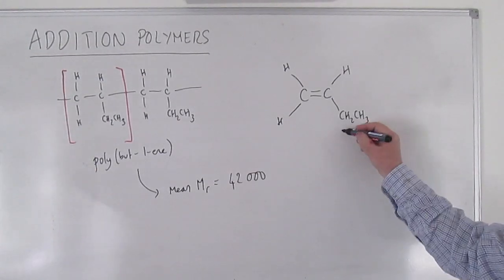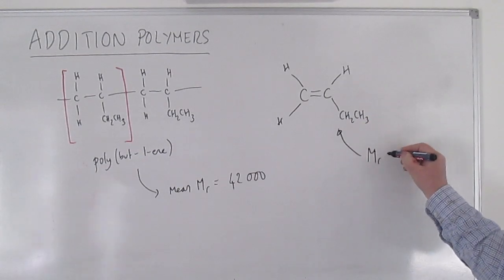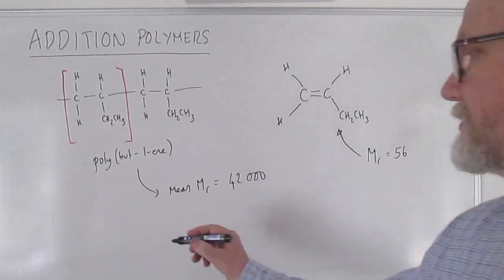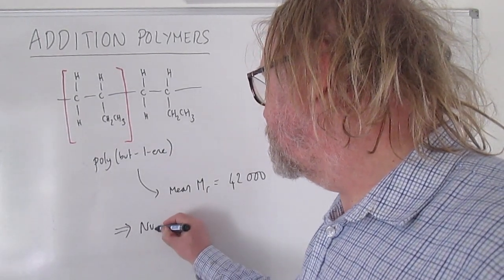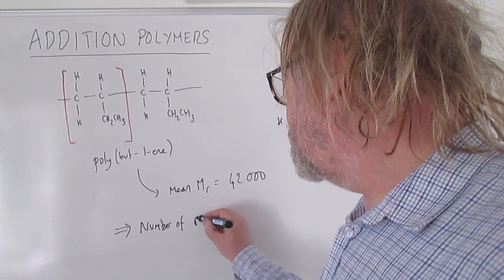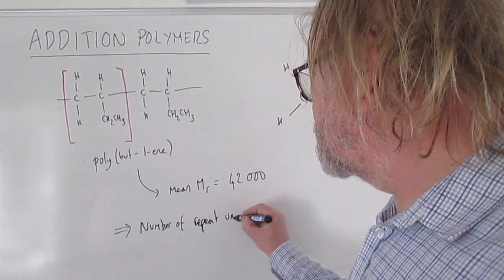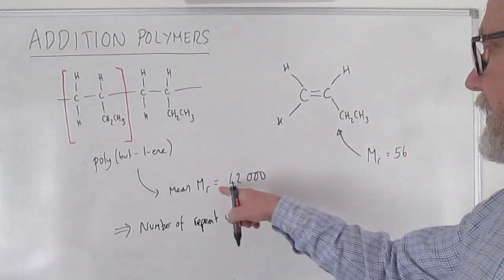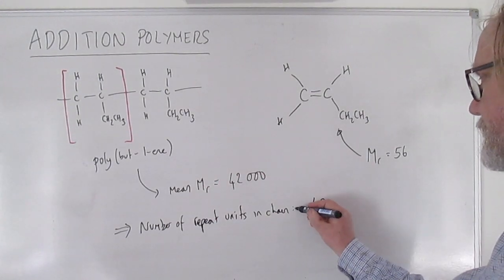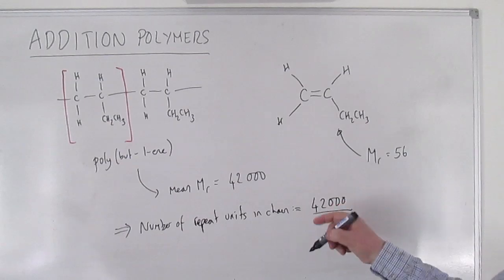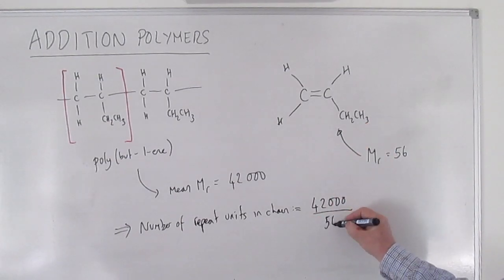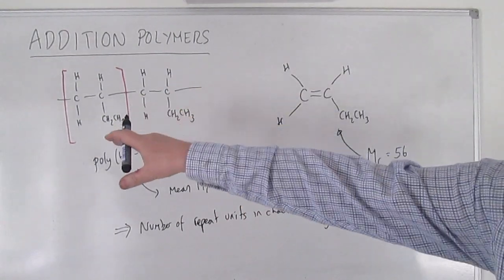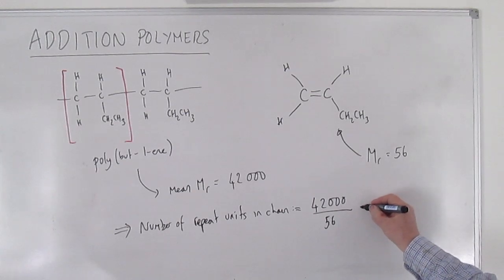So what you do is you say, right, well that has an Mr, if you add it up, of 56, and so the number of repeat units in the chain, or if you like the number of monomers that join together, is just equal to the total Mr, 42,000, divided by the Mr of each individual repeat unit. And obviously the repeat unit has the same Mr as the monomer because it's an addition reaction. You don't lose any atoms, so each of those repeat units still has an Mr of 56.